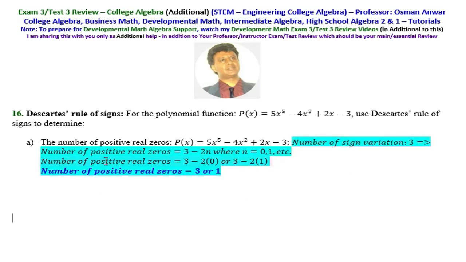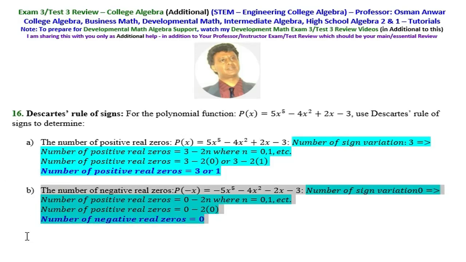That is, the number of positive real zeros is equal to 3 minus 2 times 0, or 3 minus 2 times 1. That is, the number of positive real zeros is 3 or 1. B, the number of negative real zeros. P of minus x is minus 5x to the 5 minus 4x squared minus 2x minus 3.